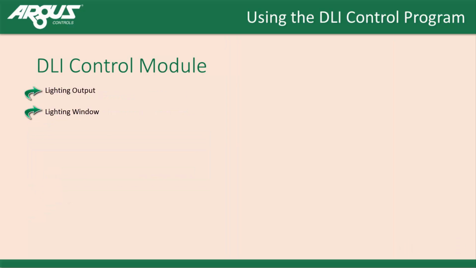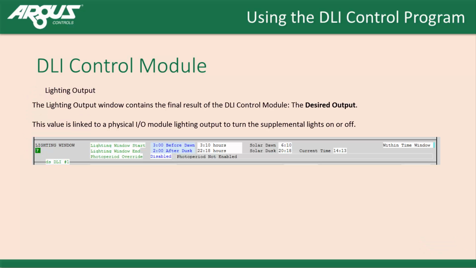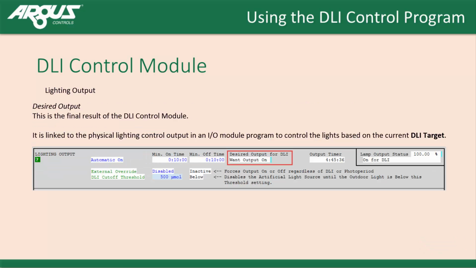The DLI Control Module is divided into several sections. Each section provides a specific function. The lighting output contains the final result of the DLI Control Module, or the desired output. The desired output is the final result of the DLI Control Module.